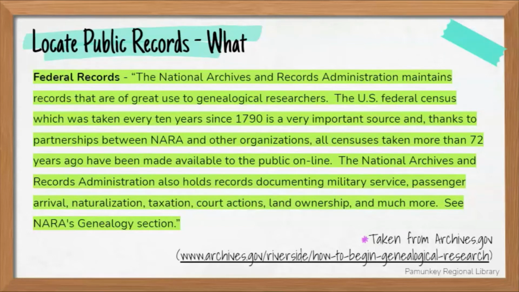So federal records, the National Archives and Records Administration is pretty much where you're going to want to go, regardless of where you're from, for some information. They maintain records that are of great use to genealogical researchers. The U.S. Federal Census, which was taken every 10 years since 1790, is a very important source. And thanks to partnerships between NARA and other organizations, all censuses taken more than 72 years ago have been made available to the public online.